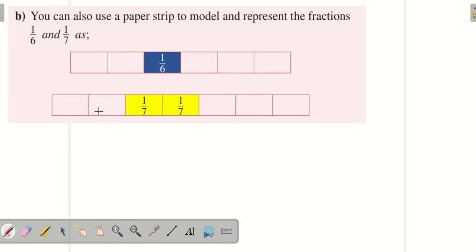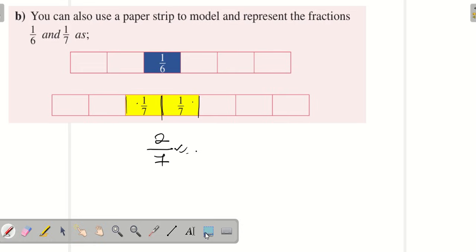We have 1, 2, 3, 4, 5, 6, 7. We have 7 divisions. So this part is just one of the 7 divisions, and this part is also another one of the 7 divisions. So in all, we have shaded 2 of the 7 divisions. So the entire shaded region becomes 2 out of the 7 divisions. And that is the answer.